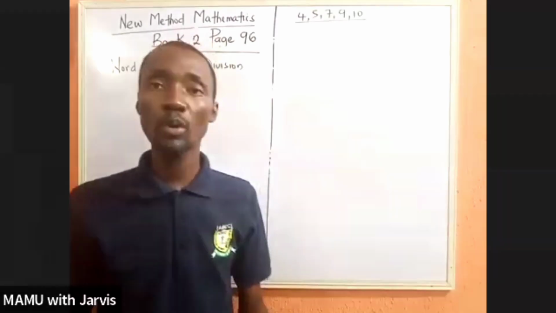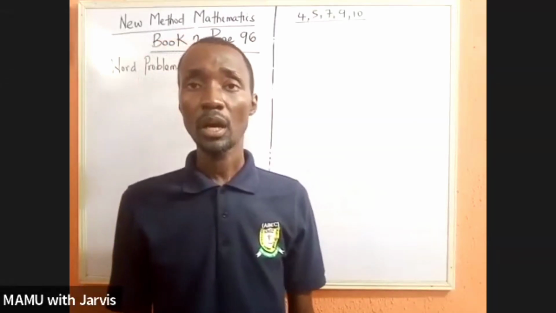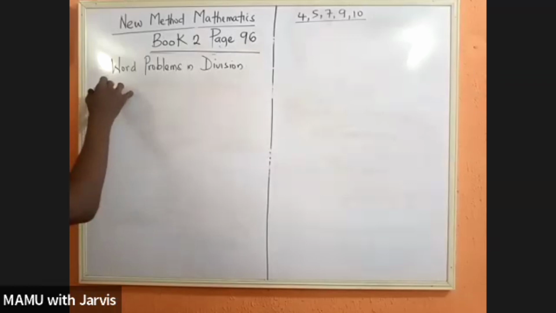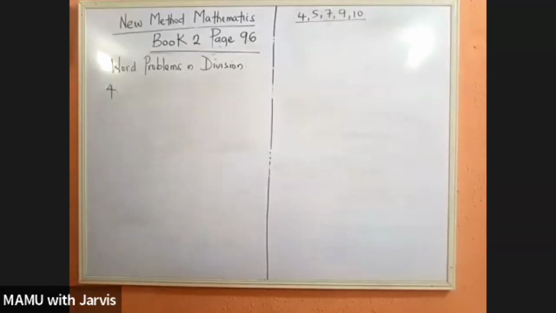We want to handle word problems in division. Essentially, we'll be looking at revision exercise 6 of our textbook, and we've selected a few problems we're going to be solving. We'll look at number 4. Number 4 says, share 30 naira.